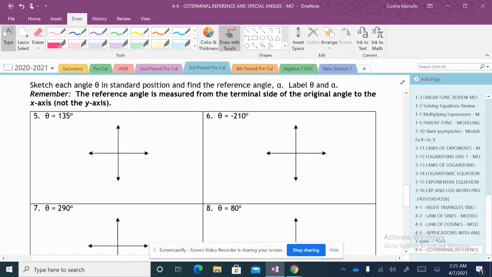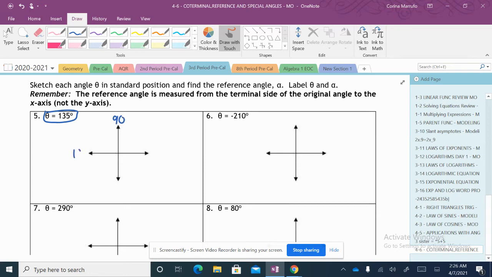So here it says, sketch each angle theta in standard position and find the reference angle, labeled alpha. Sorry, not A. Remember, the reference angle is measured from the terminal side of the original angle to the x-axis. Okay, so first we're going to draw this angle. So theta equals 135 degrees, which would be, this would be 180, this would be 90. Let's use blue.